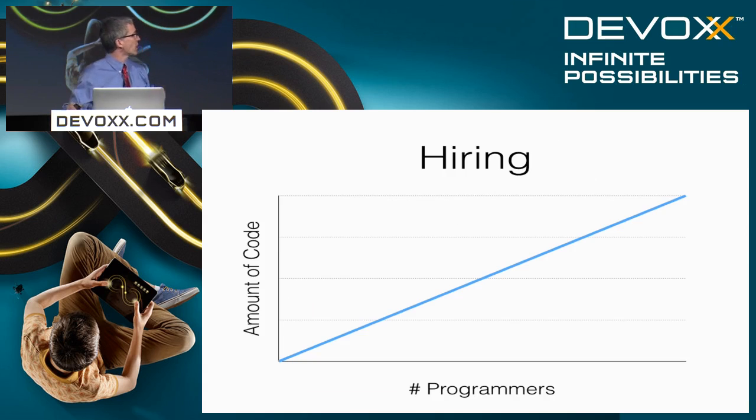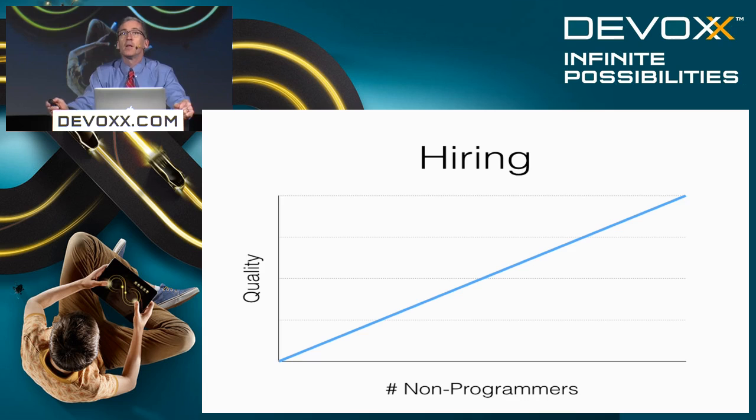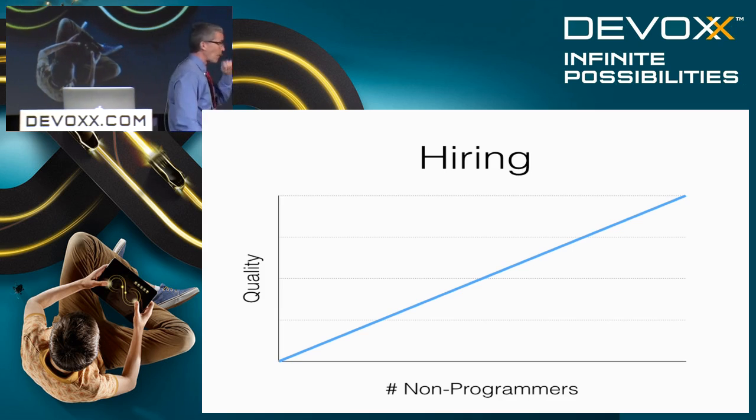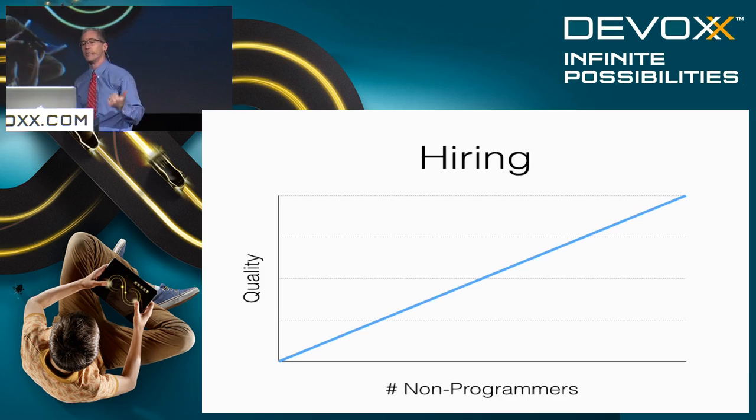So first of all, let's take a look at hiring. The number of programmers that work for you increases the amount of code. I think that's pretty clear, right? What's not as obvious is the number of non-programmers increases the amount of quality, right? If those people write less code, they're not going to write much code. That's what I'm trying to say, all right? They're not programming. That's why you hired them, to not program.